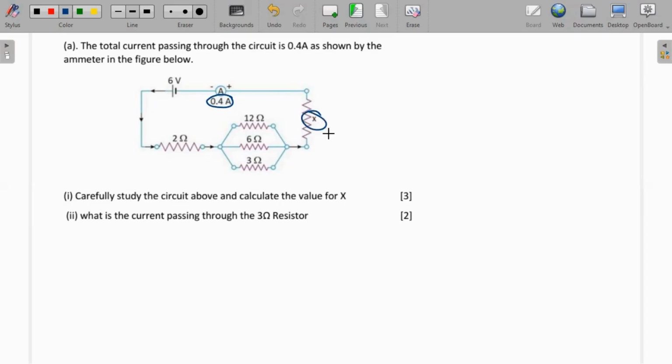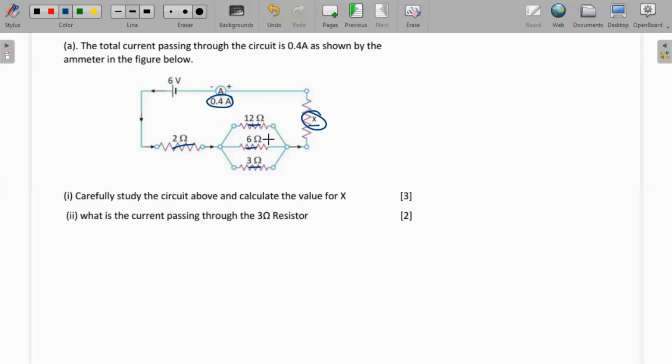This is a resistor. We have how many resistors? We have 1, 2, 3, 4, and 5. So we have 5 resistors here. They want us to find the value of X here, whilst they've given us the figures for all these others. This is what we've been given. So how are we going to find the value of X?